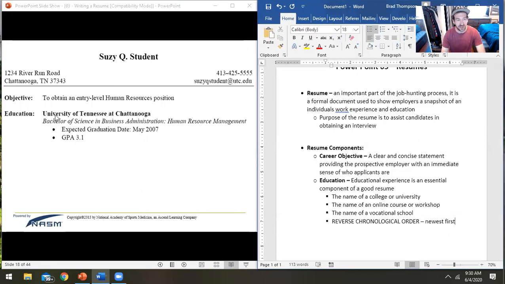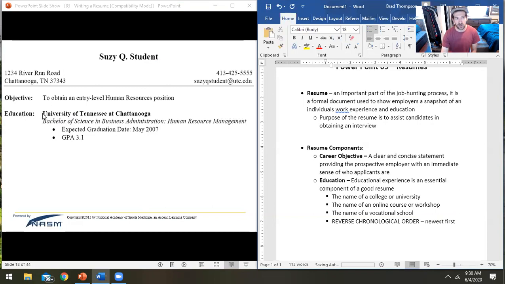Here's a good example, right? The one thing, this is the expected grad date. If this person had already graduated, I would put it over here, like the graduation date. But this is showing that they're already in school. And you can do this. She's got 2 different types of fonts here.